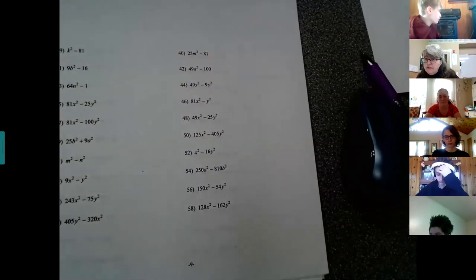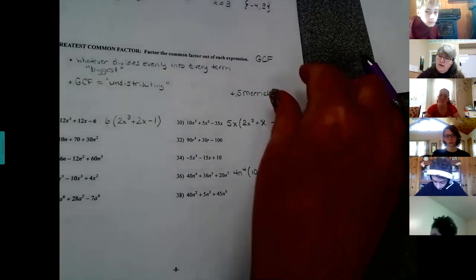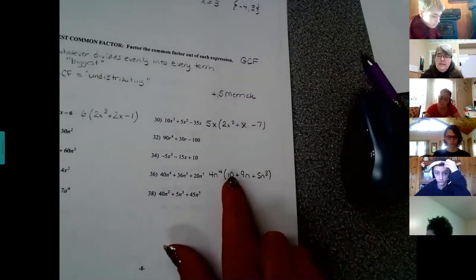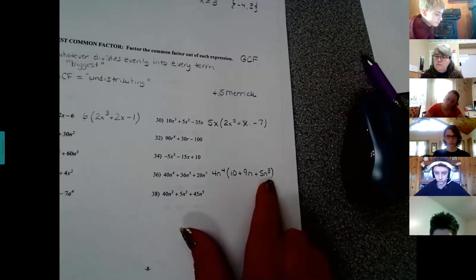All right, you got it, Logan? Okay, let's see if you got it right. Here is the correct answer. 4n to the fourth out in front of the parentheses, 10 plus 9n plus 5n cubed.